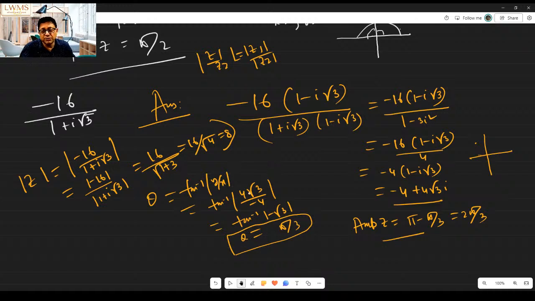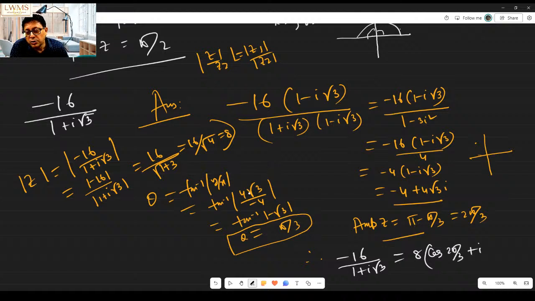So you got modulus, you got amplitude. So this complex number will be equal to what? Therefore, minus 16 by 1 plus i root 3 is going to be equal to mod z, r into, r is what? R is mod z, 8 into cos 2 pi by 3 plus i sin 2 pi by 3. Clear?